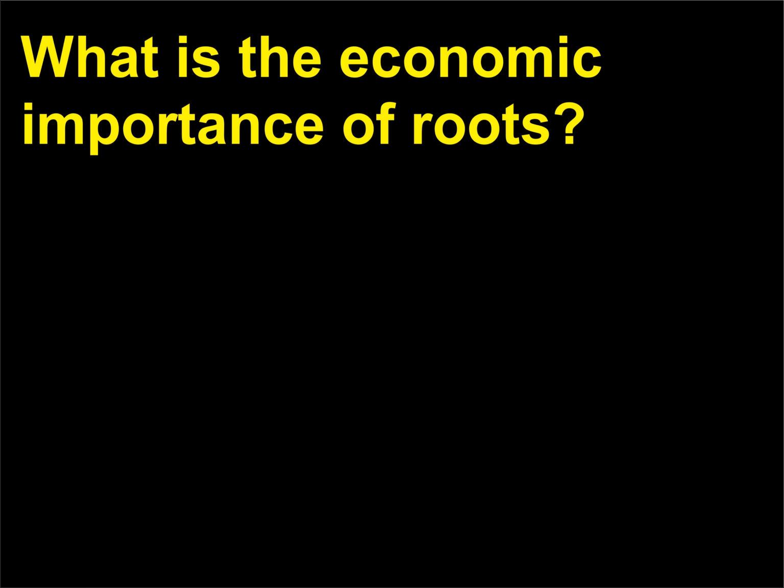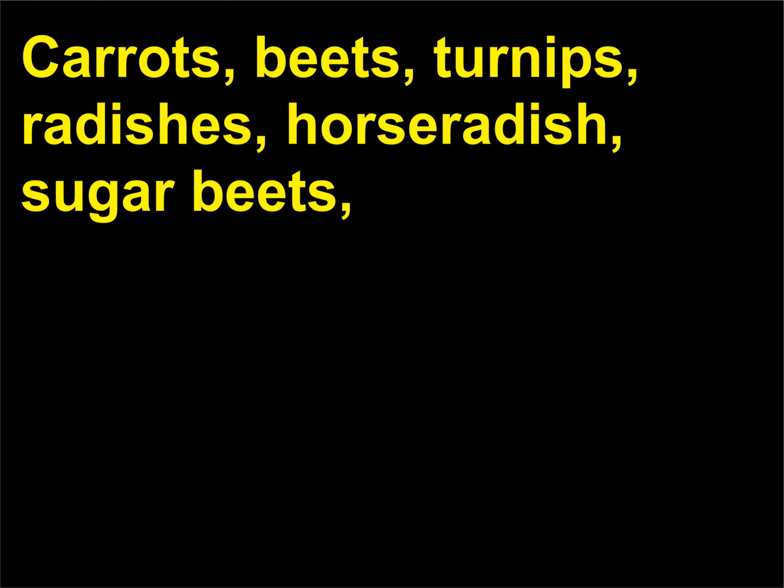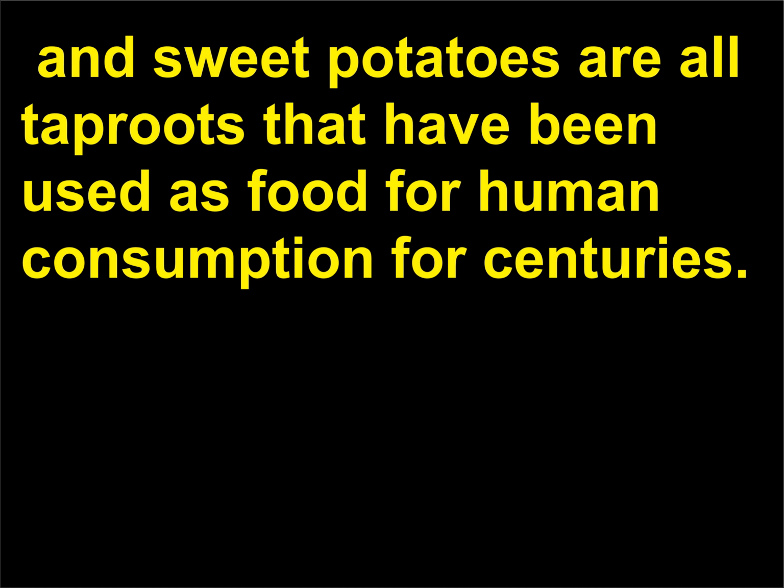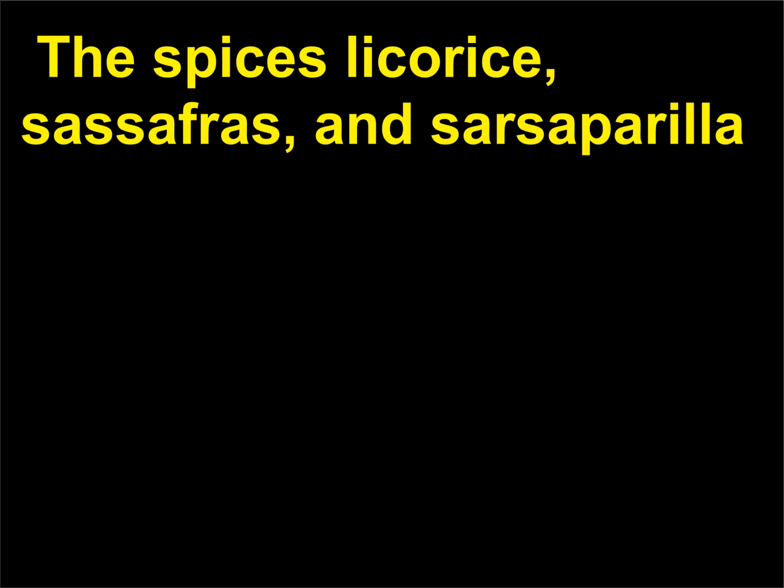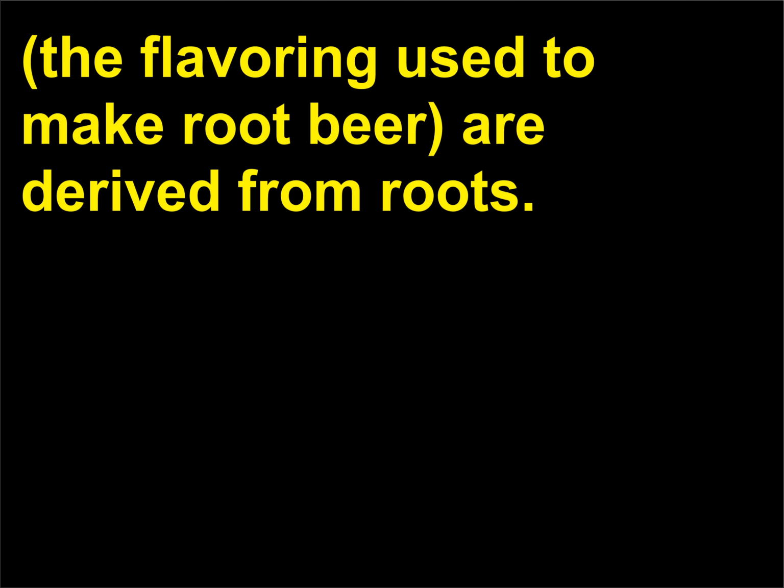What is the economic importance of roots? Carrots, beets, turnips, radishes, horseradish, sugar beets, and sweet potatoes are all taproots that have been used as food for human consumption for centuries. The spices licorice, sassafras, and sarsaparilla, the flavoring used to make root beer, are derived from roots.